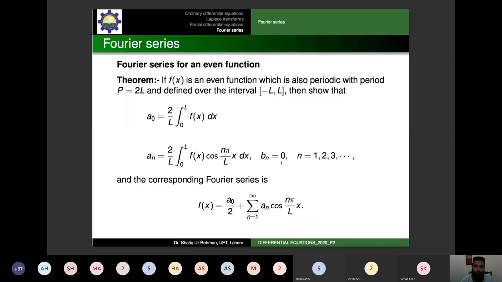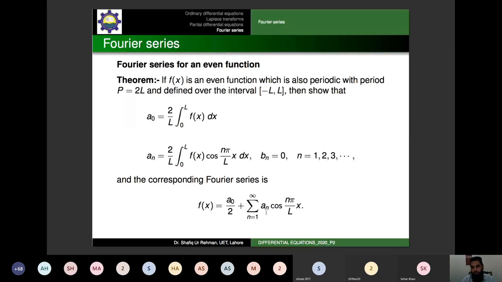If you check, before going to find the Fourier series of the given function, whether it is even or not, and if it is even, directly we can say that bn is going to be 0 and the corresponding form of the Fourier series would be like that. So in this formula, all we need to calculate are a naught and an.